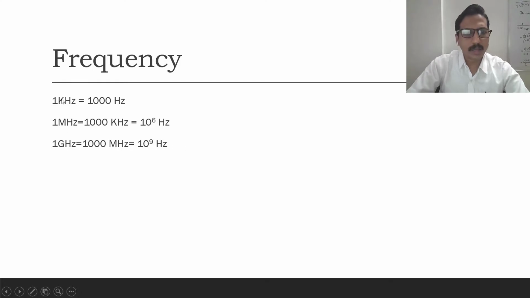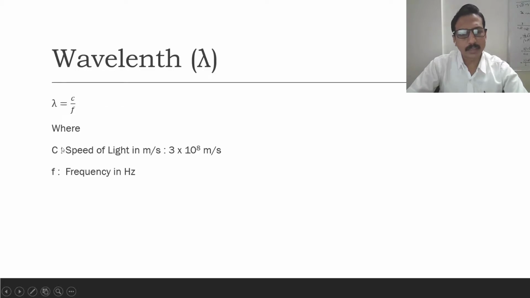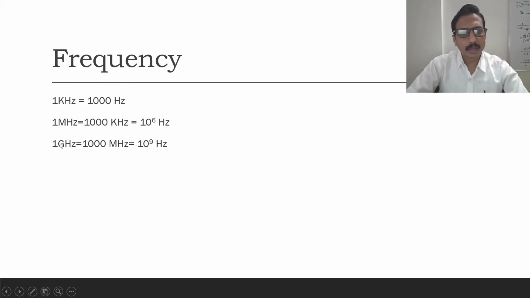So these are the three frequently used units. The primary unit is hertz. If we use hertz with kilo, then you can represent it using 1000 hertz. If mega is there, then it is 10 raised to 6 hertz. If giga is there, then 10 raised to 9 hertz. So this is about frequency.